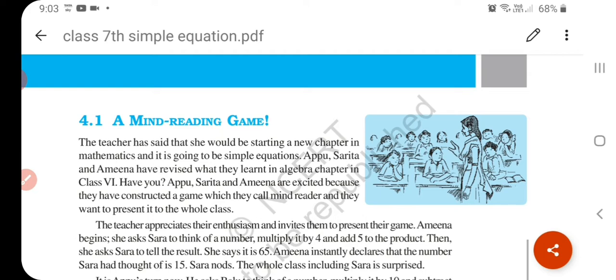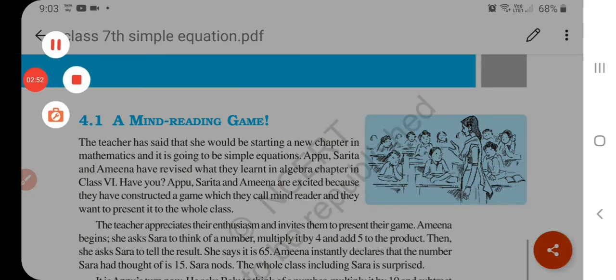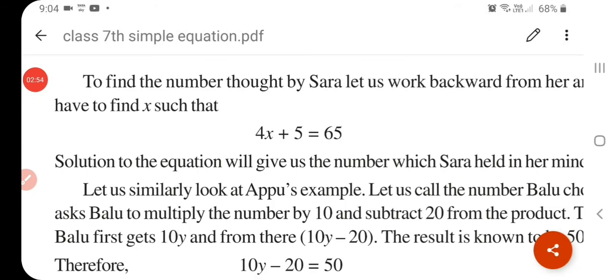Okay, so this is the equation. Equation means you have to equate two things. Understand? And if we talk about simple equation, that means 4x plus 5 is equal to 65. This is called simple equation. Simple equation means its variable is 1, the variable's power is 1, and it's called a simple equation.